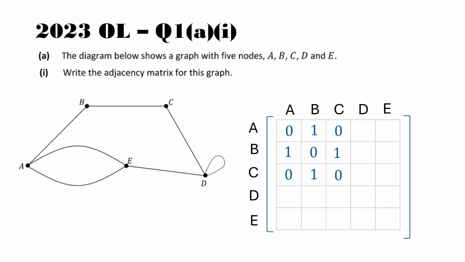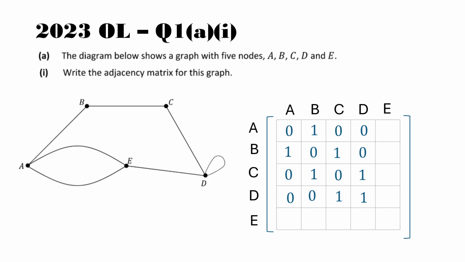Then we look from D to A, and there is no connections between D to A, and then we can mirror that by looking at the connections between A and D, and there is none. Then D to B, there are no connections, which again we can mirror between B and D. And then D to C has one connection, which means there's also just one connection between C and D. And then between D and D, we have our loop, so we do have that one connection there.